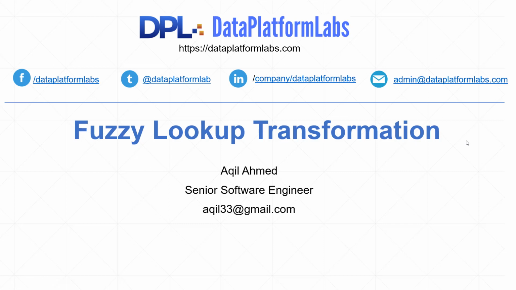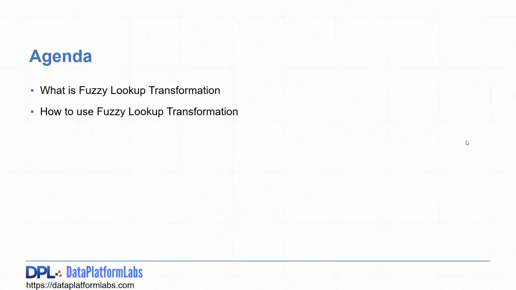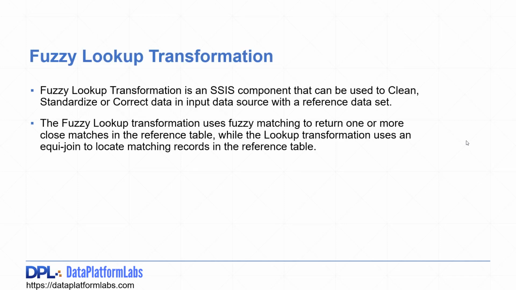In this particular video tutorial, I will be talking about the fuzzy lookup transformation in SSIS. So the agenda of today's video tutorial is what is fuzzy lookup transformation and how to use the fuzzy lookup transformation in SSIS packages. The fuzzy lookup transformation is an SSIS component that can be used to clean, standardize or correct data in an input data source by doing fuzzy matching with a reference data set.